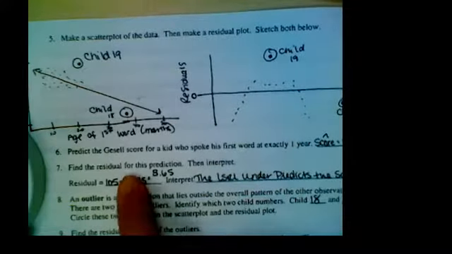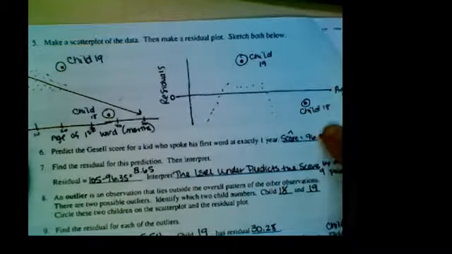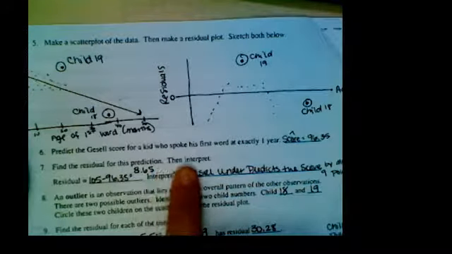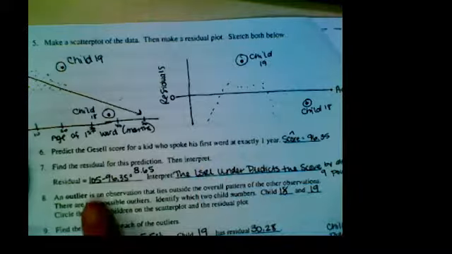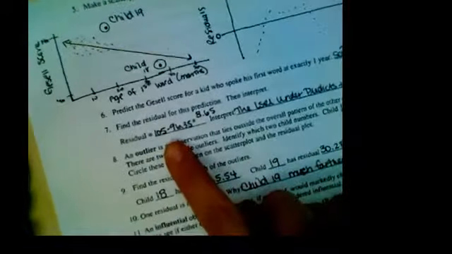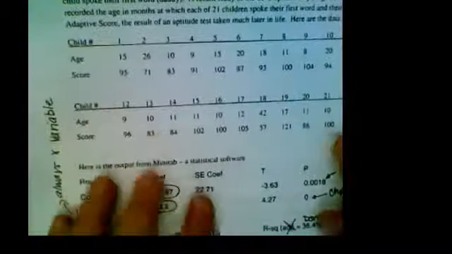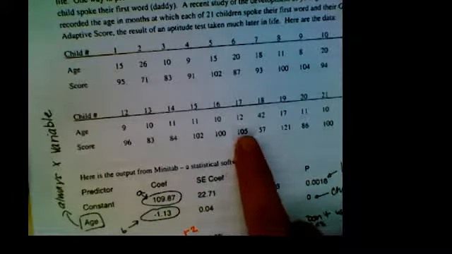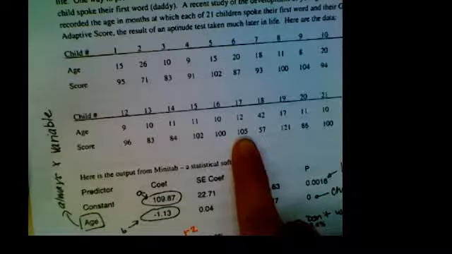Find the residual for this prediction. Okay, they like to do these as FRQs, with parts A, B, and C. So they have you find the score because there's your prediction. Find the residual for this prediction, then interpret. Well, the residual is, if we go back and look at our data, exactly 1 year would be 12 months, right? So if I find 12 months, the observed score was a 105.